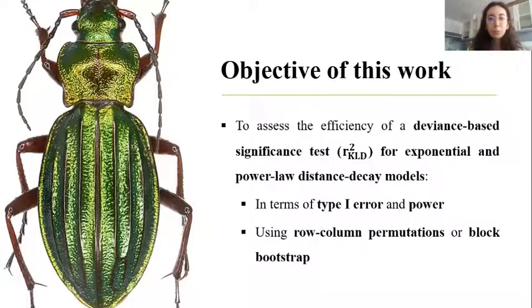So the objective of this work would be to assess the efficiency of a deviance-based significance test for exponential and power law distance decay models. And we want to do so in terms of type 1 error and power, using row-column permutations or block bootstrap to obtain the distribution of the test under the null hypothesis and correct p-values.